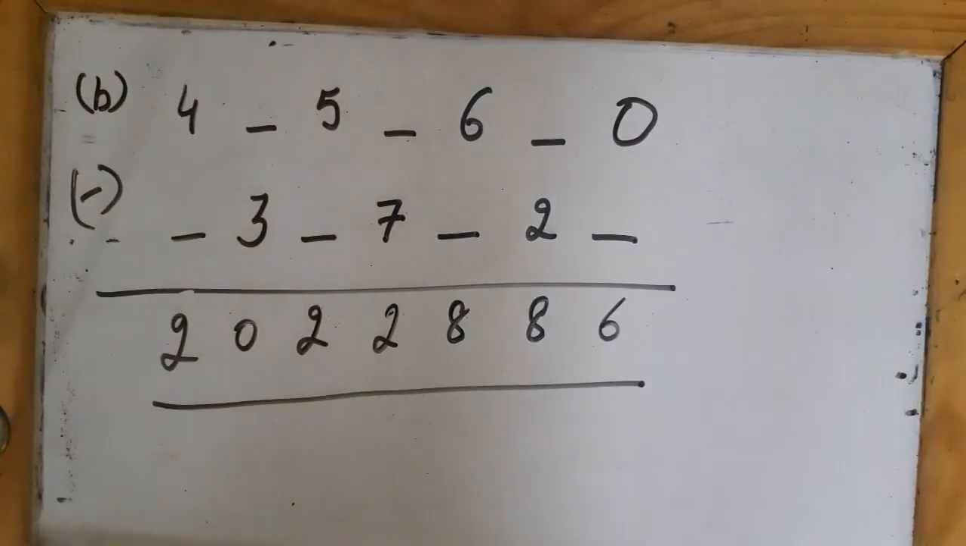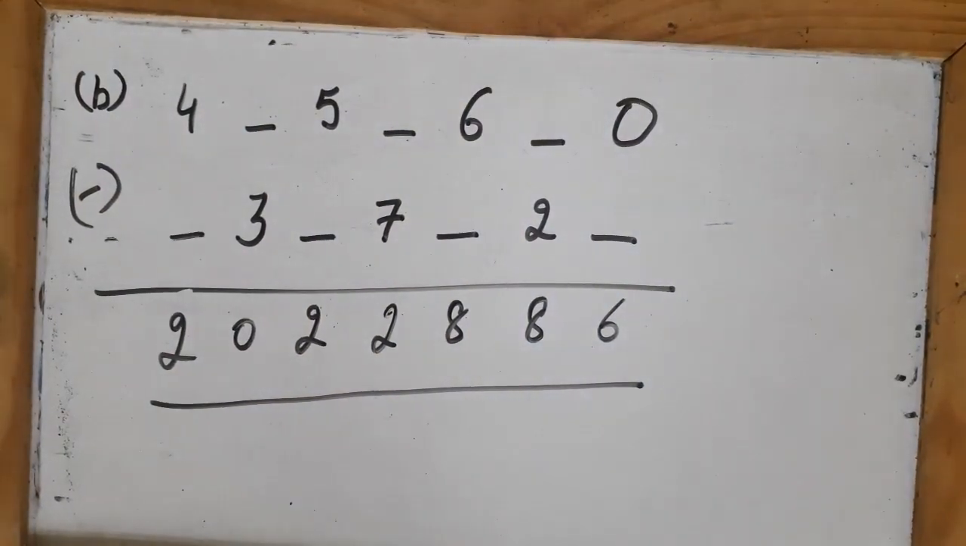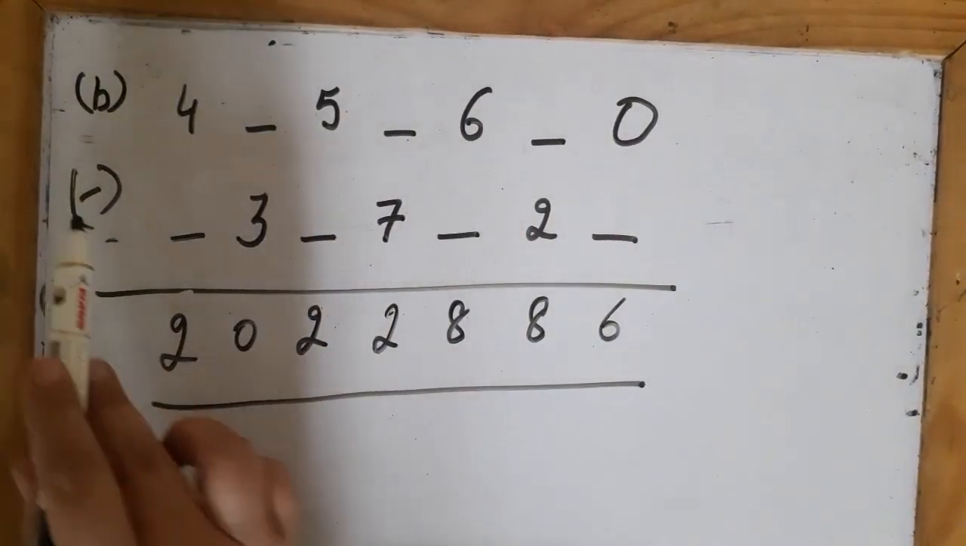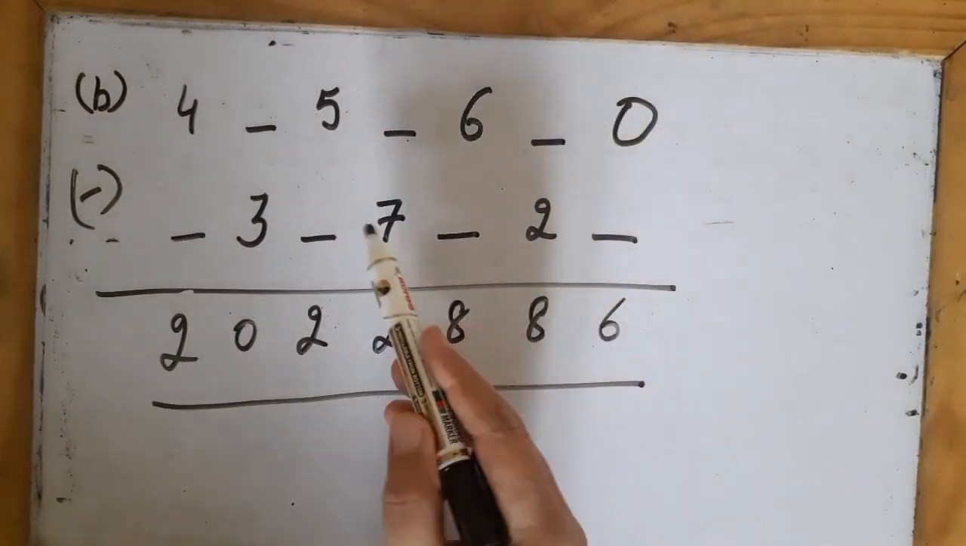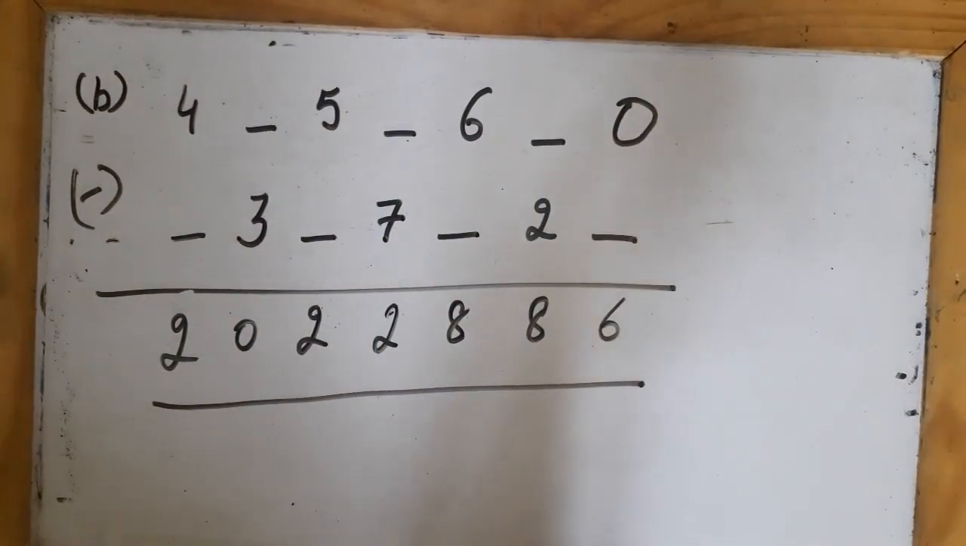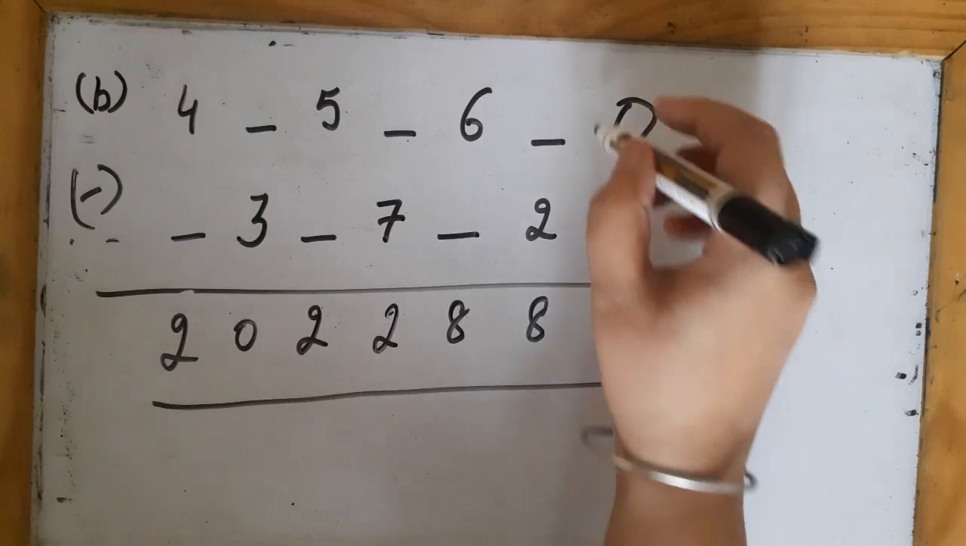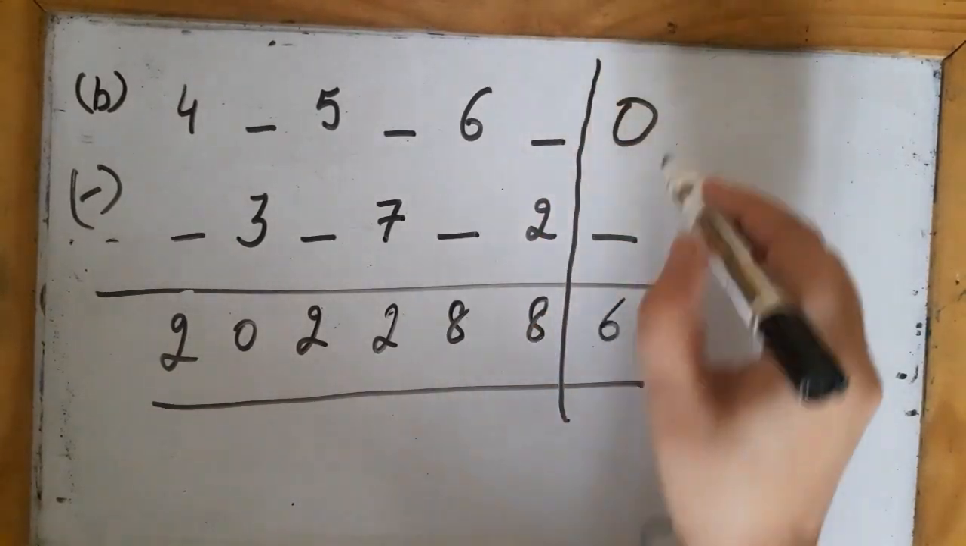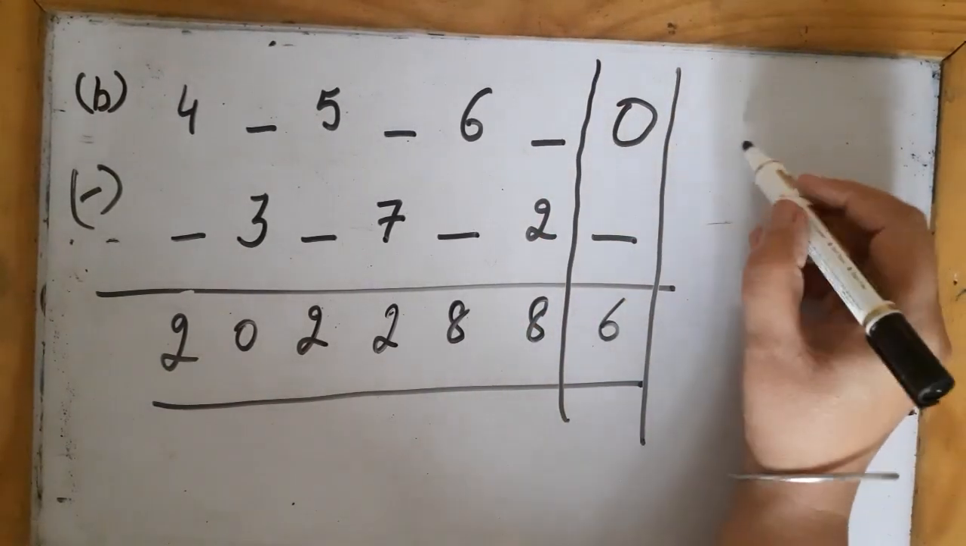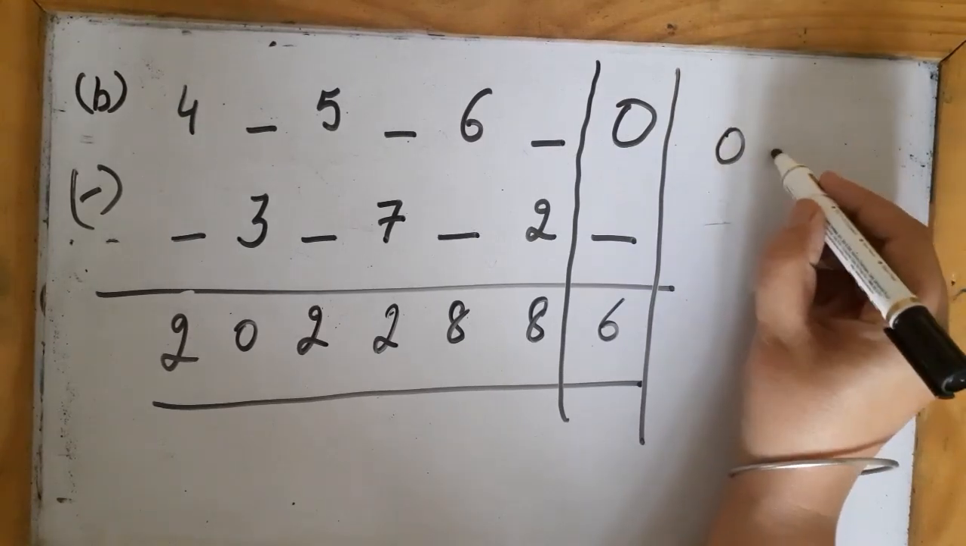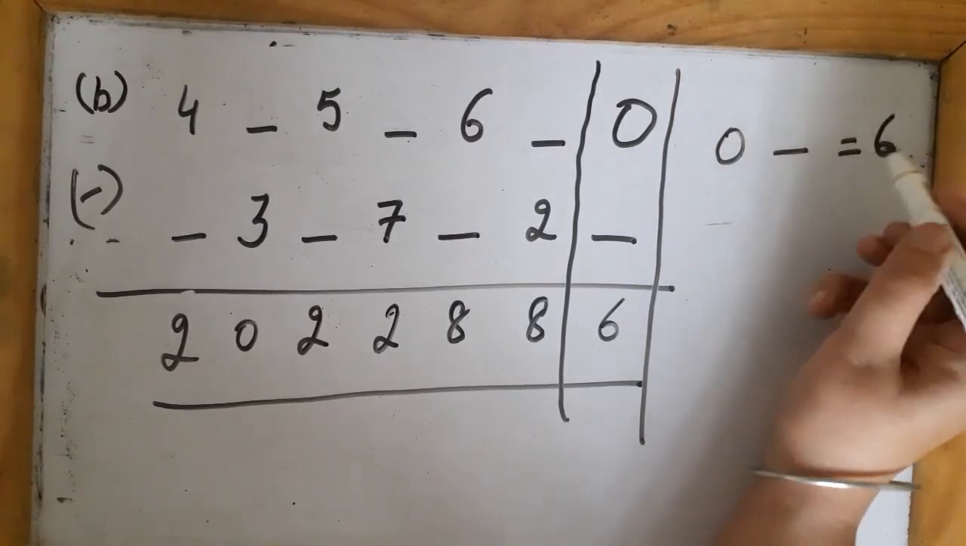Okay, now I'll do the B part of the sixth question only, in which you are given a sum of subtraction and some of the digits are missing, and you have to find the missing digits. Now let me start from the ones place. If you can see on the ones place, they are saying what should I subtract from 0 so that I get 6.